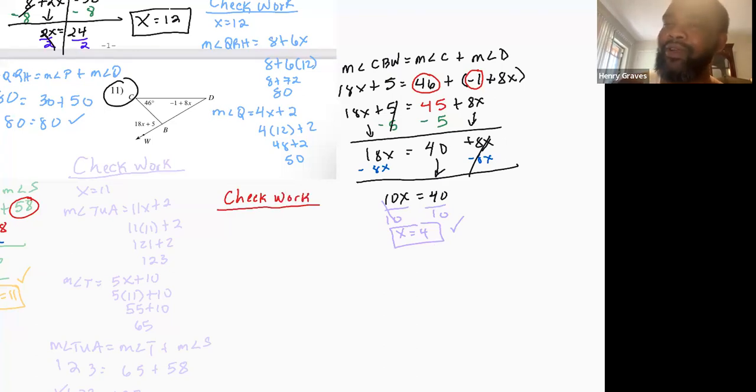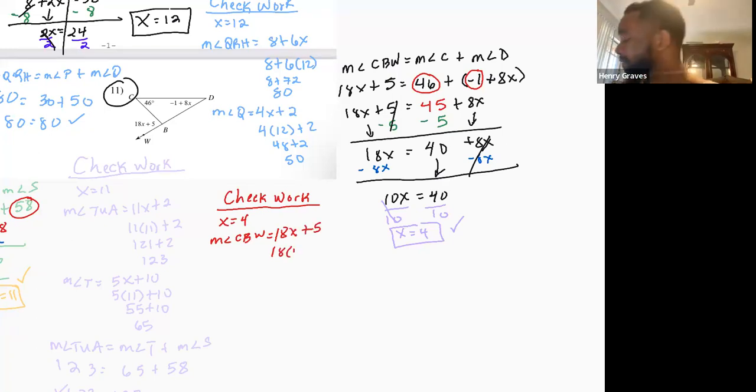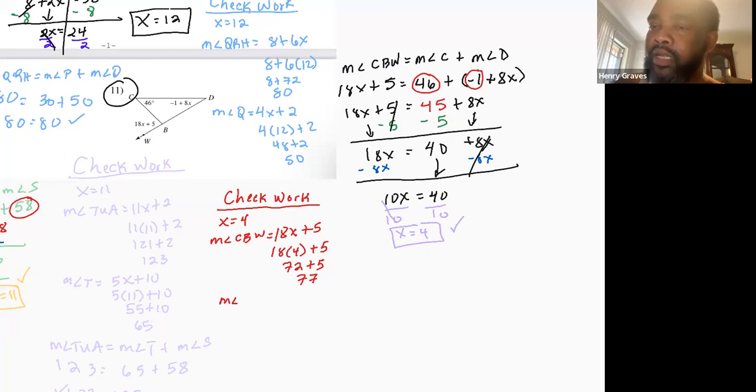So since the x is equal to 4, you have the measurement of angle CBW, which is equal to 18x plus 5. I'm going to replace the x with 4, right? 18 times 4 should be 72, but let me make sure I'm right. Yeah, 72. 72 plus 5 is 77. Then the measurement of the other angle, angle D, which is -1 plus 8x, that's -1 plus 8 times 4. So that's -1 plus 32, which is 31.